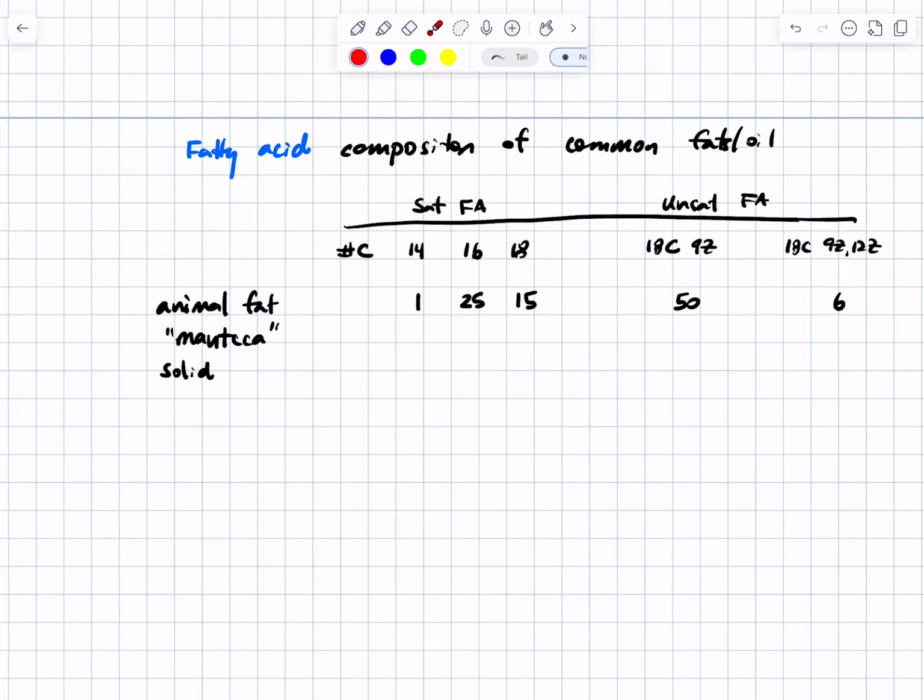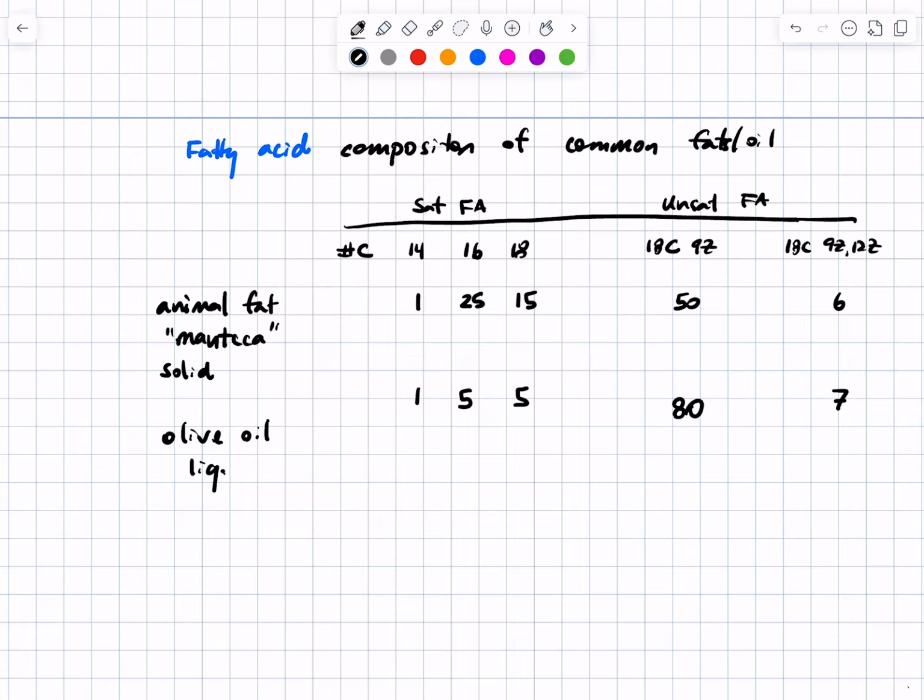Now olive oil, which you know is a liquid, has a much heavier composition of the unsaturated fat. It's about 80% unsaturated, about 70% polyunsaturated, and then has only a small amount, maybe 10 or 11% of the saturated fatty acids.